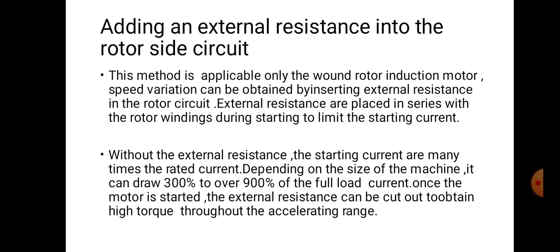External resistances are placed in series with the rotor winding during starting, so that we can limit the starting current. Without the external resistance, the starting current is many times the rated current. Depending on the size of the machine, it can draw 300% to 900% of the full load current.